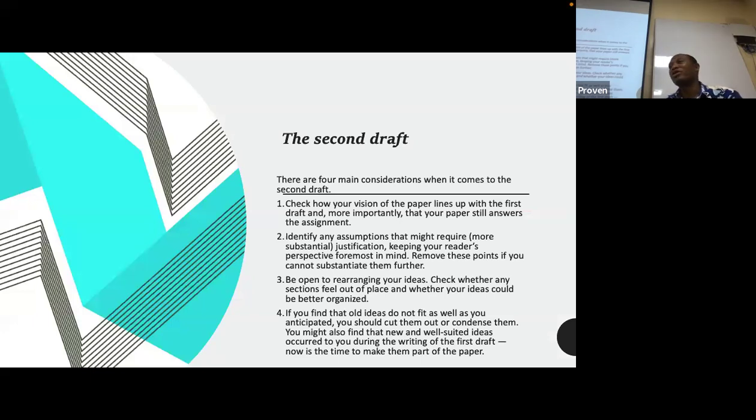Because at that point in time, you may get confused and you may want to go back to the original version. So let the second draft be totally new, and then you check how your vision of the paper lines up with the first draft, and more importantly, that your paper still answers the assignment. So that's why you should save it as a totally new document, not just use the old one and mutilate it. Because if you mutilate it, you cannot check it again with what you set out to do in the first place. And then also, you should identify any assumptions that might require more substantial justification.